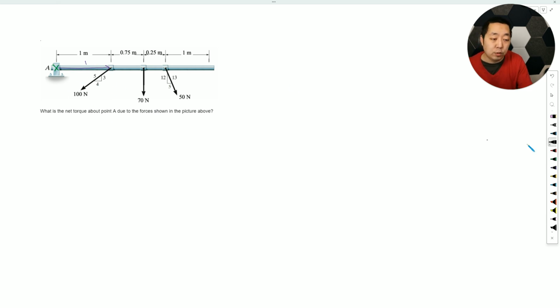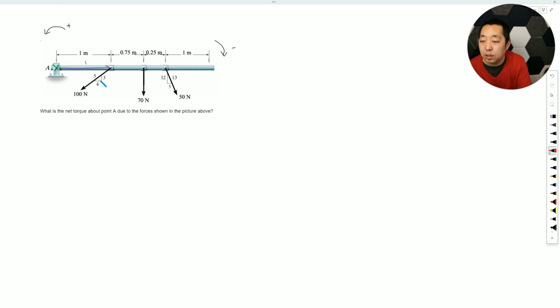First we also need to establish the direction. We say counterclockwise is positive, clockwise is negative. These are all going to be clockwise torques, so it doesn't really matter, but it's a good habit. So this is 1 meter. Now notice that the force and the R vector are not perpendicular to each other, so we have to decompose one of them.